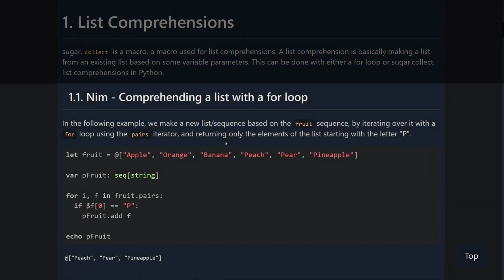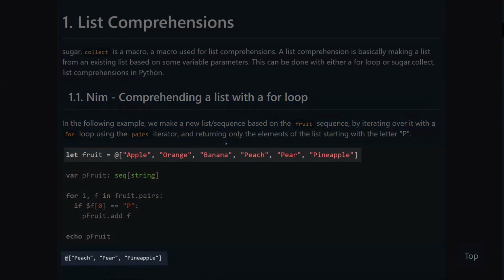Nim, comprehending a list with a for loop. In the following example, we make a new list sequence based on the fruit sequence by iterating over it with a for loop using the pairs iterator and returning only the elements of the list starting with the letter P.